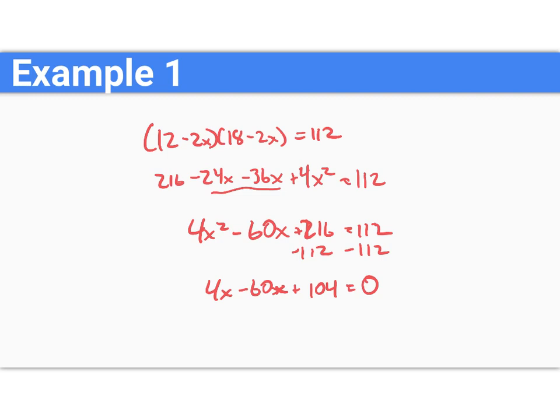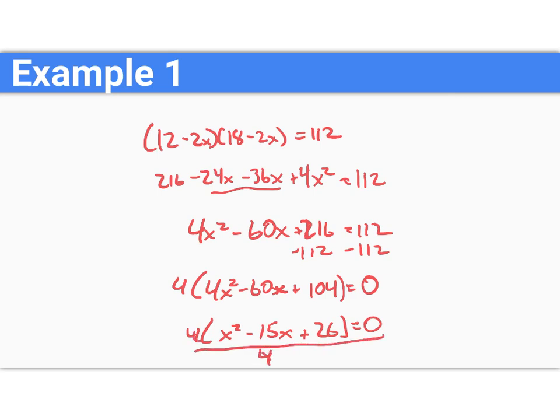Okay, so now what I'm going to do is factor out a 4. If I factor out a 4, I will be left with x squared. 60 divided by 4 is 15. 104 divided by 4 is 26, equal to 0. So now I'm going to divide everything by 4. That cancels out here. On this side, 0 divided by 4 is 0. So I'm left with the quadratic x squared minus 15x plus 26 is equal to 0. So now I'm going to factor that.